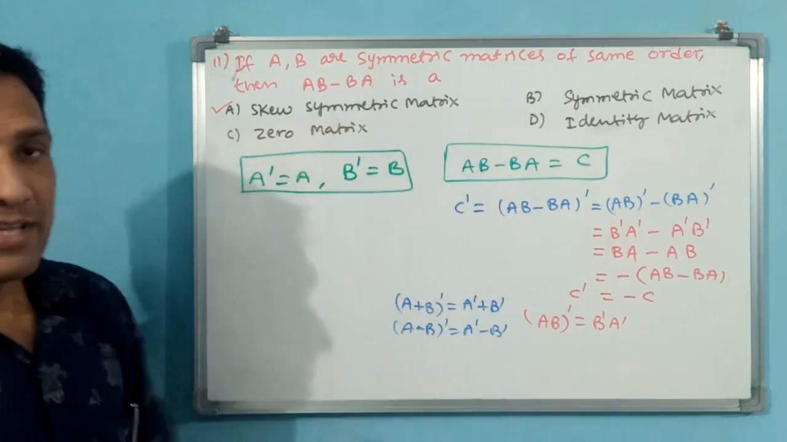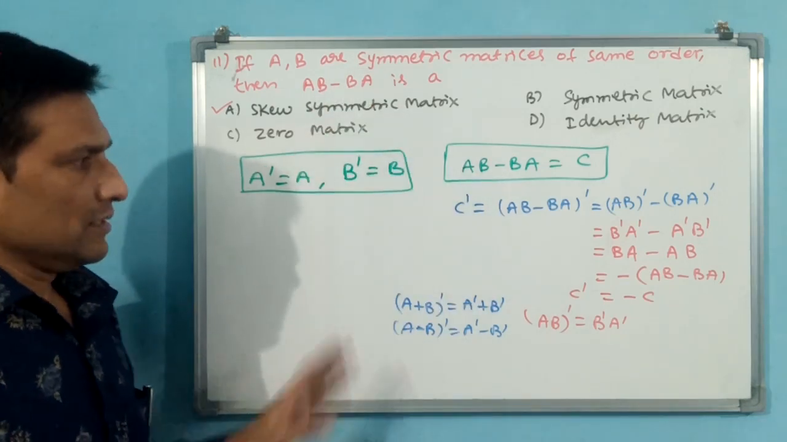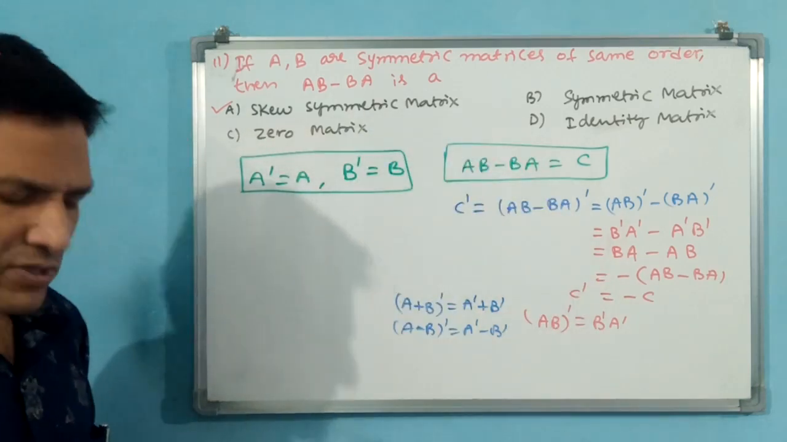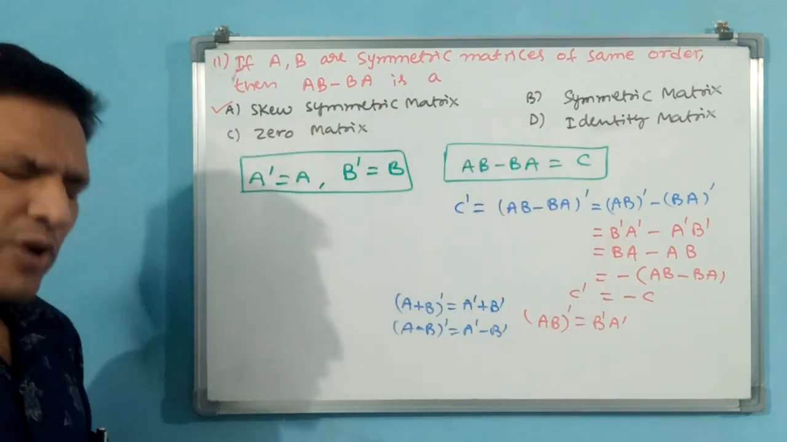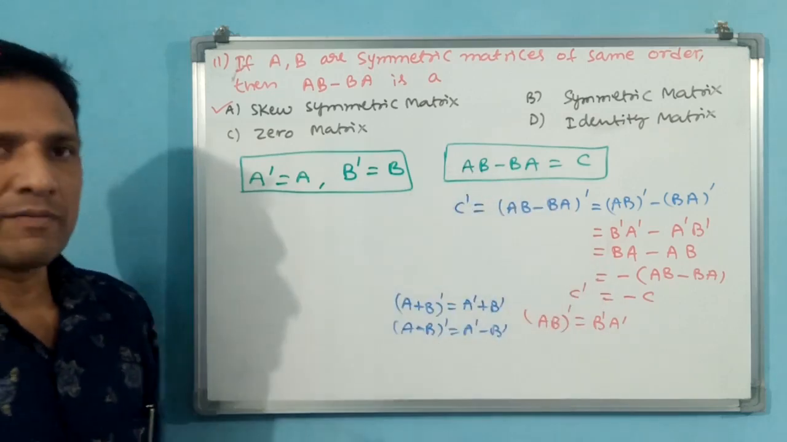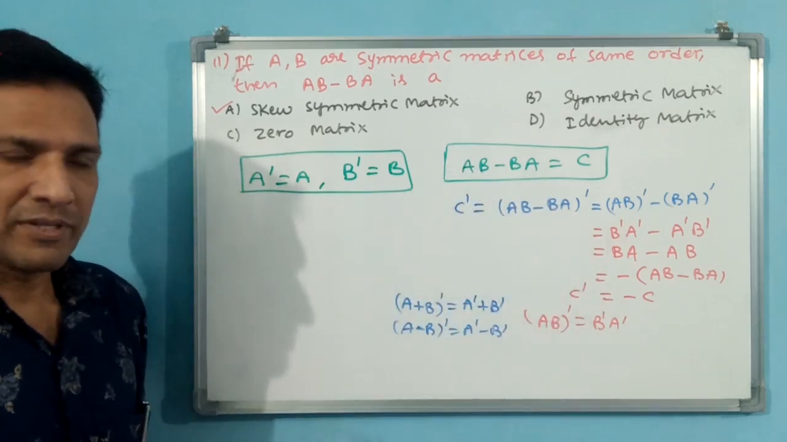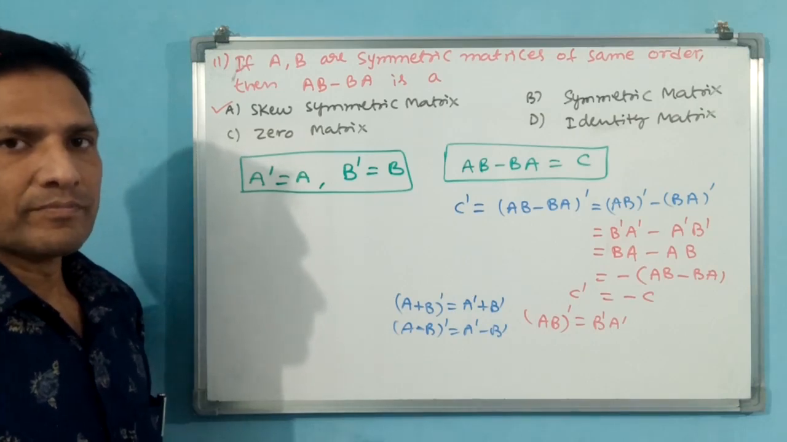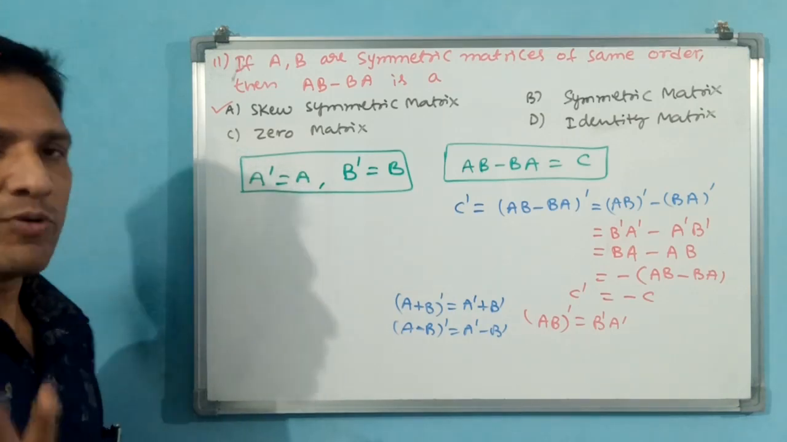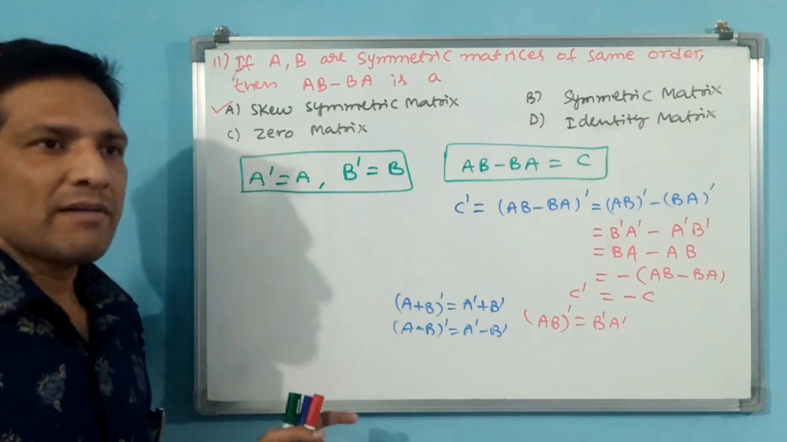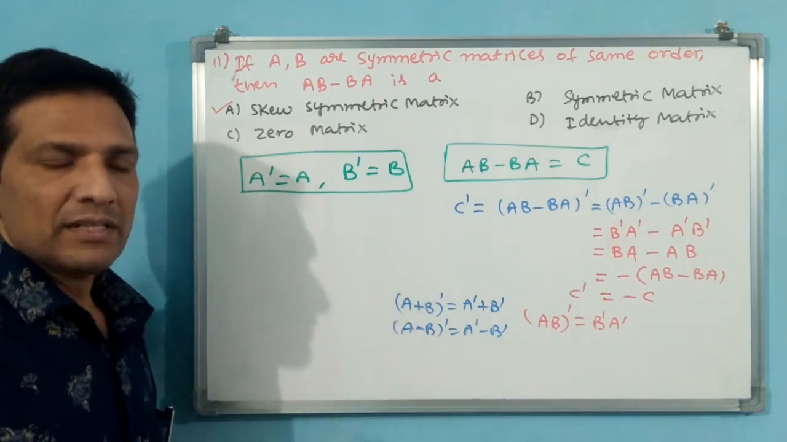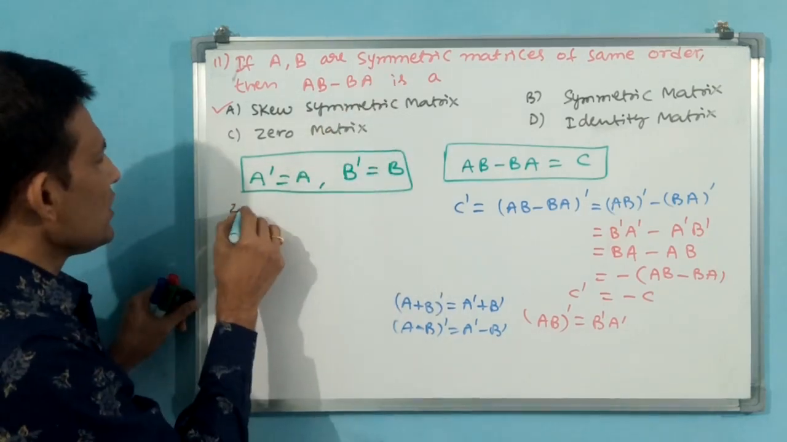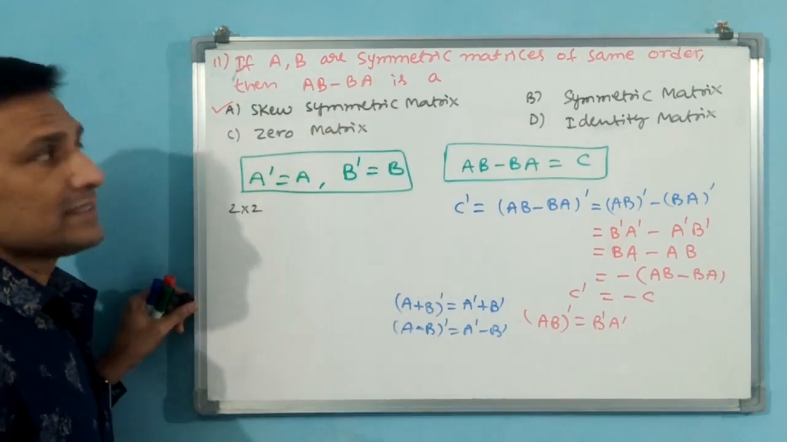This is the general practice. But if you don't know this procedure and get confused, or you have time but you don't recollect this concept, then what are you going to do in your examination? If you have time but you don't want to lose this question, then you take simple examples. You take only 2 by 2 matrices, both symmetric.